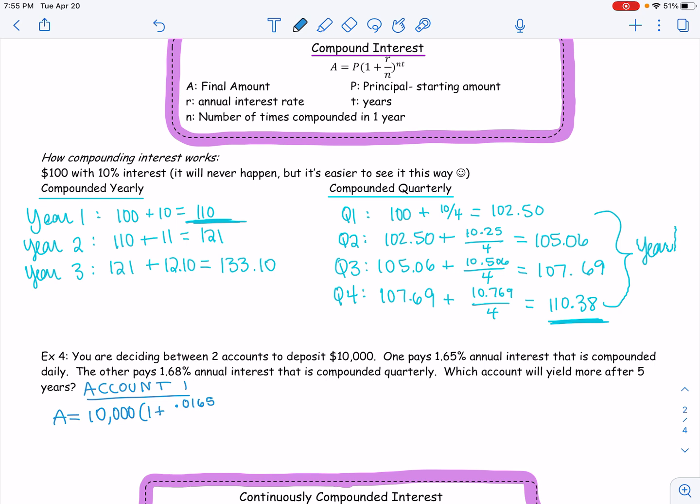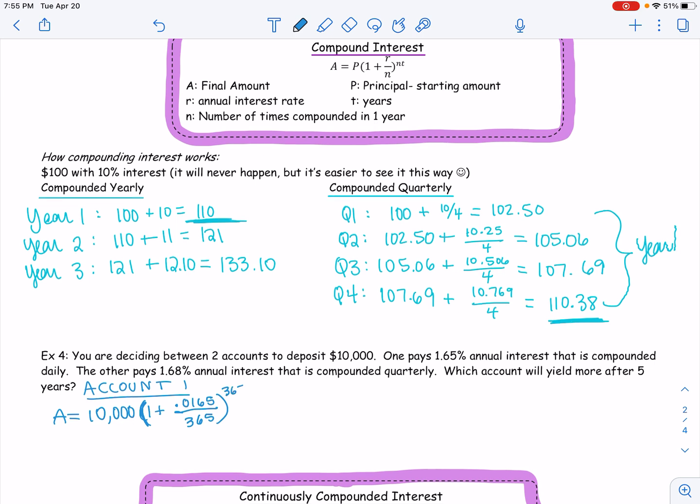So that's your annual rate divided by the number of times it's compounded in a year. Well, if this one is compounded daily, there are 365 days in a year. All of this is raised to the n times t, 365 times t, the number of years. Well, we're concerned with how much we get after 5 years, so I'll put 5 in there, okay?